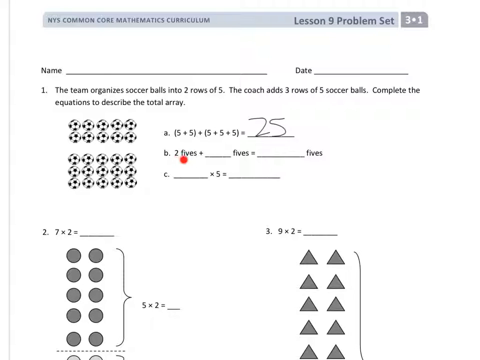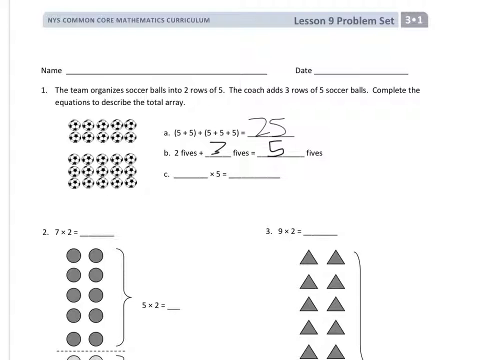Next one, 2 5s. Well, in my first array, I have 2 rows of 5, which gives me 2 5s. And then in my second array, I have 1, 2, 3 rows of 5, which gives me 3 5s. 2 5s plus 3 5s is how many 5s? Now this confuses people sometimes. You kind of want to think of your 5s as like apples. So I can say 2 apples plus 3 apples is 5 apples. So 2 5s plus 3 5s is 5 5s.